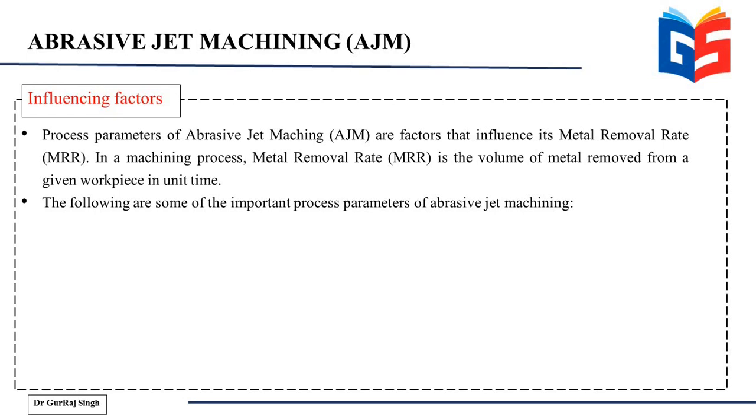Now the various important input parameters or the process parameters that are considered in AJM are, first of all, the abrasive mass flow rate. This is the rate at which the abrasive particles are made to hit the workpiece surface. The nozzle tip distance, this is also called the standoff distance.